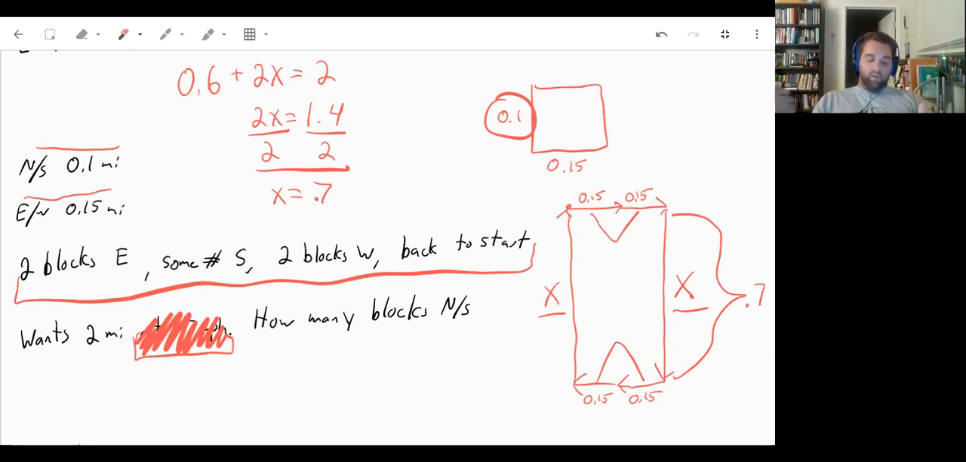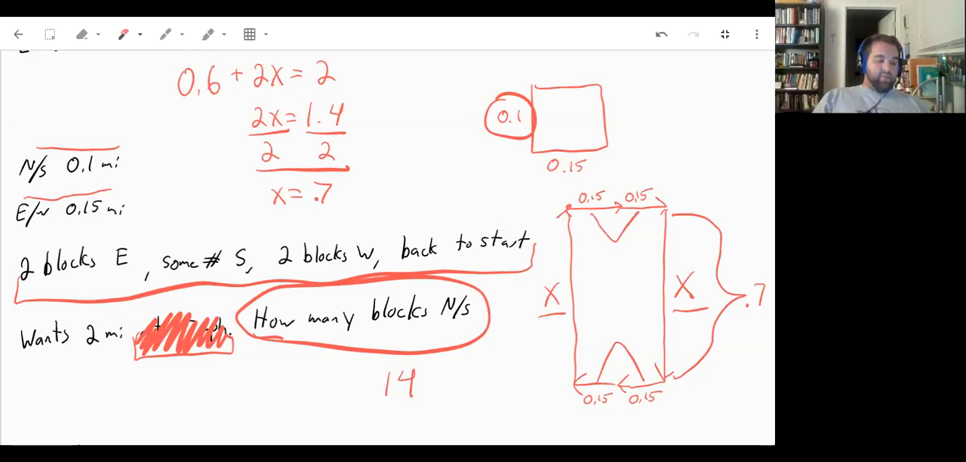of 0.1 unit. Well now, since we know that it's going to be 7, that means we need to go 7 blocks south and then another 7 blocks north. So the total question of how many blocks going north and south would be 7 south, 7 north, makes a total of 14 blocks. And now if we go back to the original question, does that make sense?